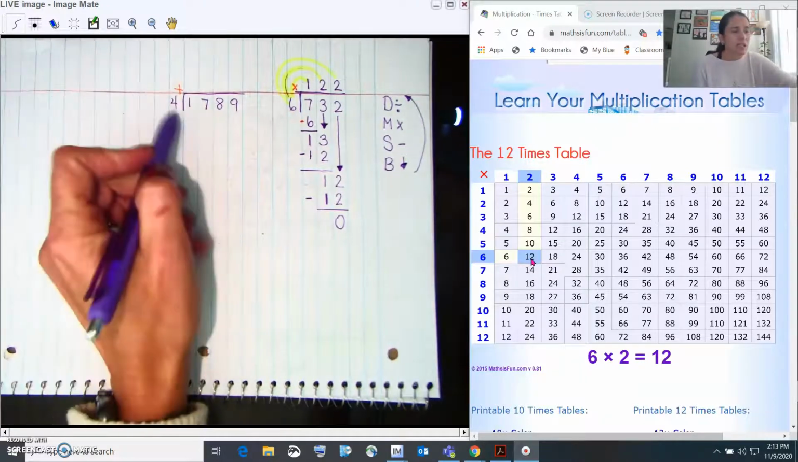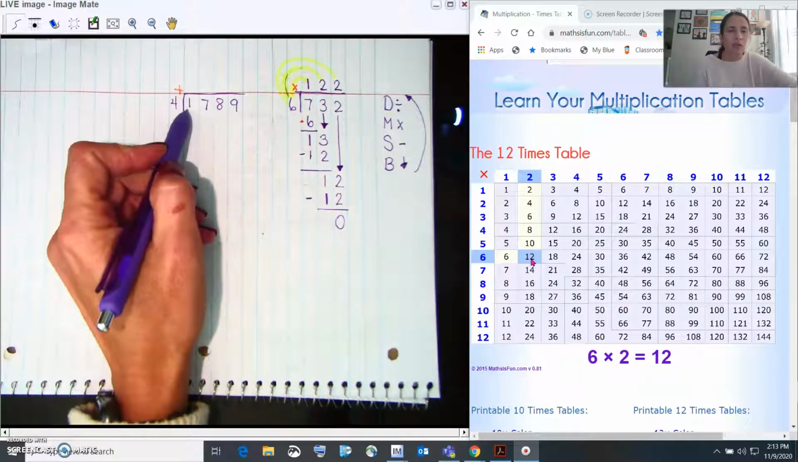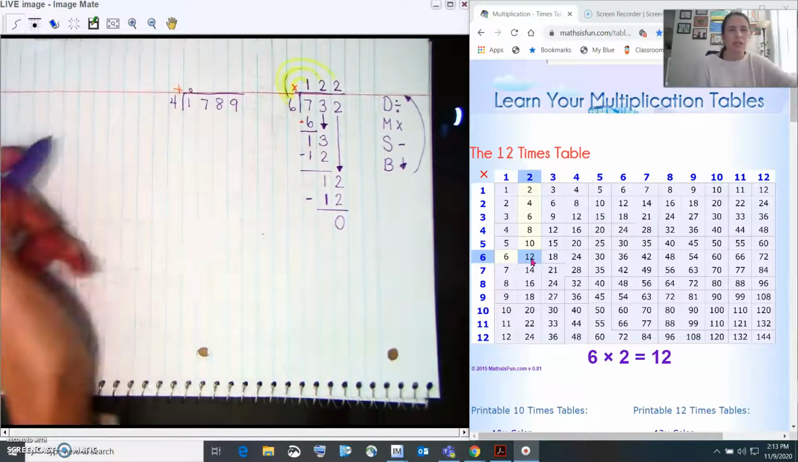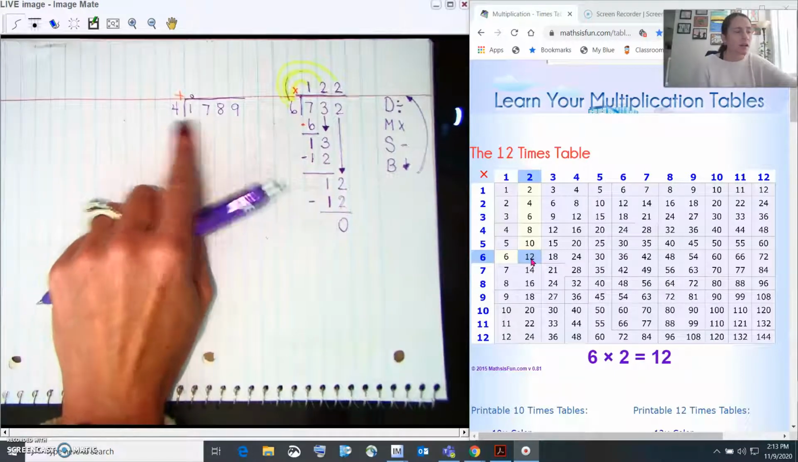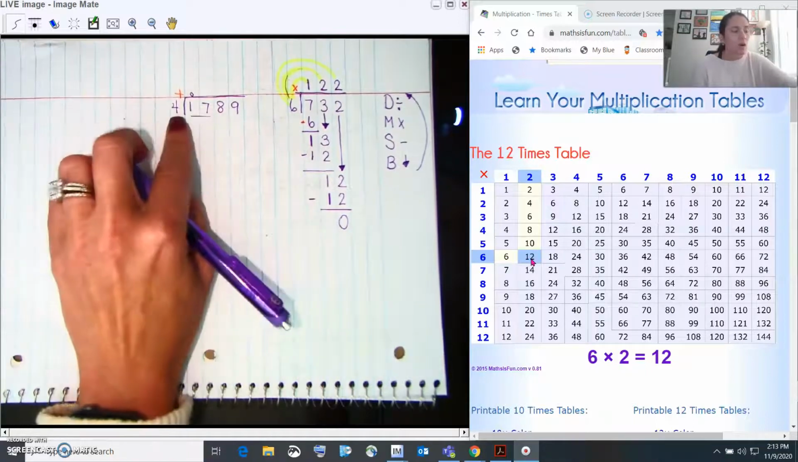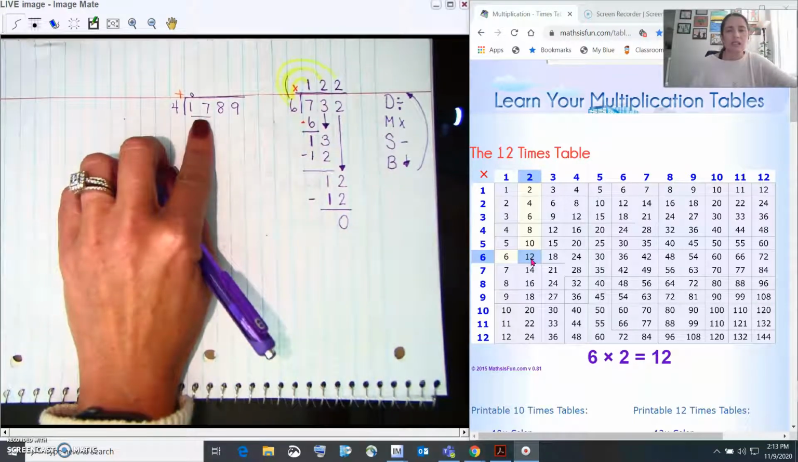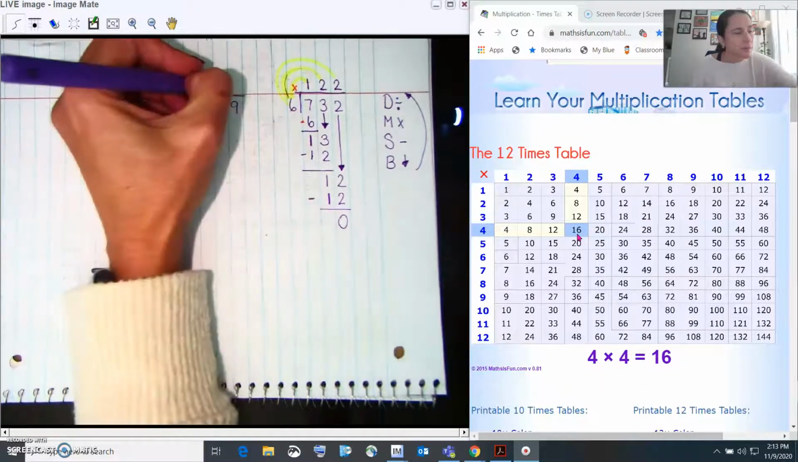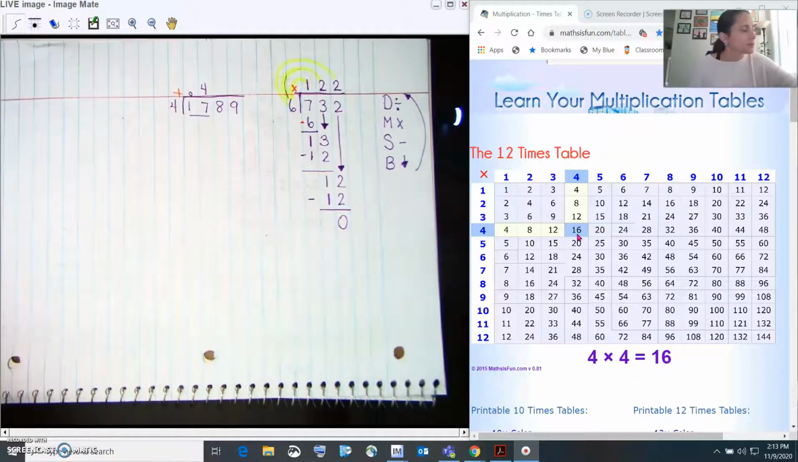Now the first thing that I'm going to ask myself, can we take any groups of 4 out of 1? No. So usually I'll just put a little 0 there just to help me know that nothing goes there. So then I look at both numbers. Now I look at 17. So what times 4 gives me closest to 17? So I'm going to go to my 4 line, and I'm going to go until I get closest to 17. Oops, 20 is too big, so that means it's 16. So that means 4 times 4 is going to give me 16. So 4 goes up here.